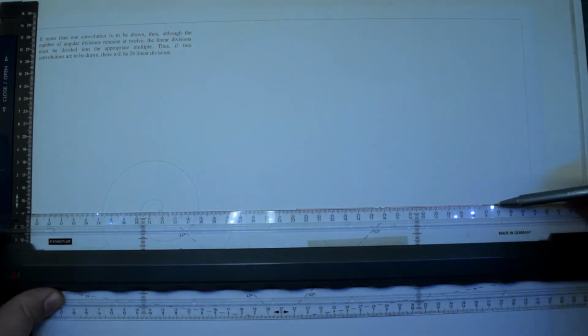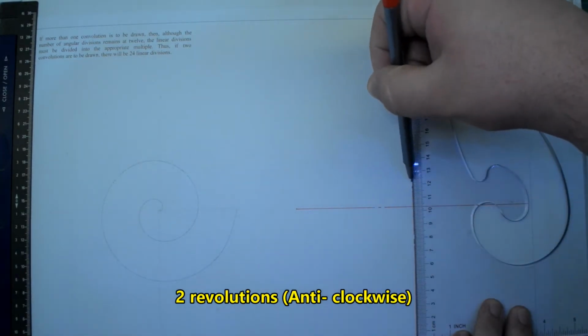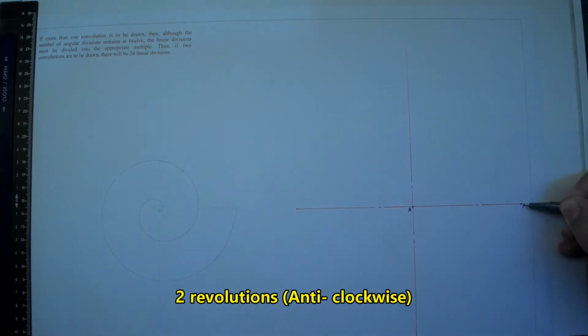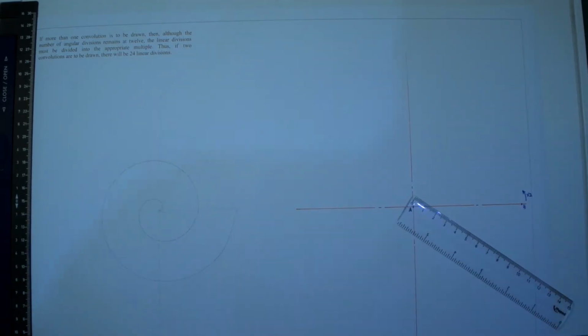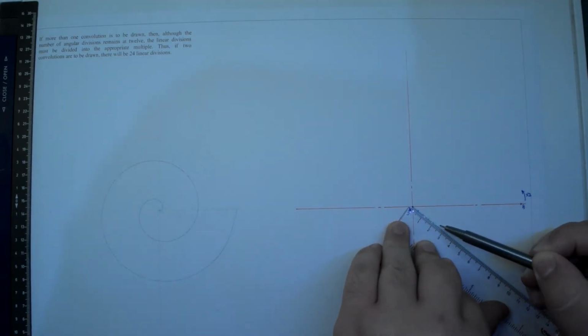In this example, the Archimedean spiral will do 2 revolutions. This means that line AB will be divided into 24 divisions instead of 12. Due to 12 divisions being 1 revolution, 24 divisions will be 2 revolutions.